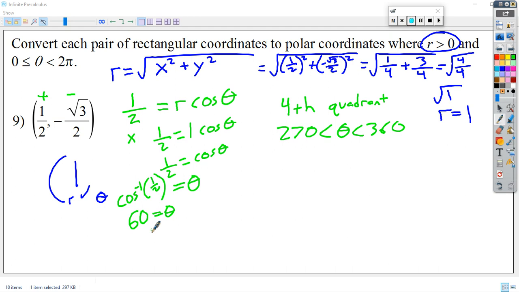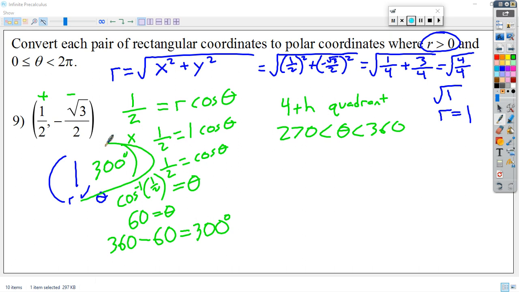So there's a couple different ways you could do this. If you were going about it this way, you would just say, oh, because it's in the fourth quadrant, I do 360 minus that angle and get 300 degrees, which is correct. Or you could just use your unit circle and just think, okay, well, in the fourth quadrant, where does cosine equal 1/2? And if you use your unit circle, you'll see that cosine equals 1/2 at 300 degrees. So either way, you get that answer. So make sure your angle matches up with the quadrant your coordinate point is located in.